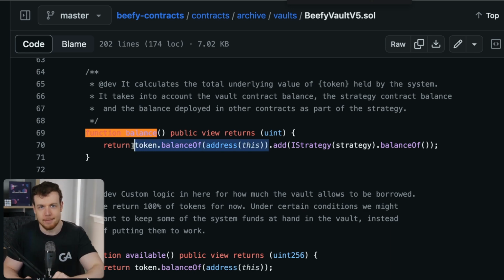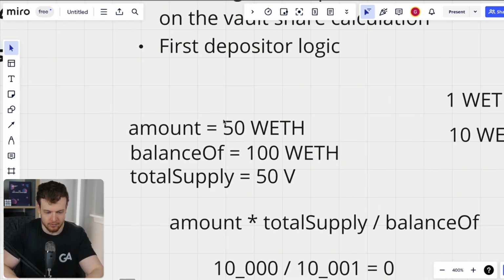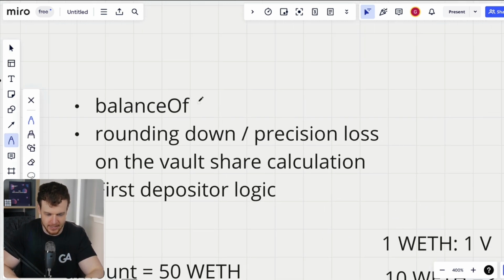So it is manipulatable, right? Immediately, whenever you see balance of being used in an accounting system, huge red flag, that can be manipulated by having an attacker just send funds directly to this contract. So our first red flag here is check.